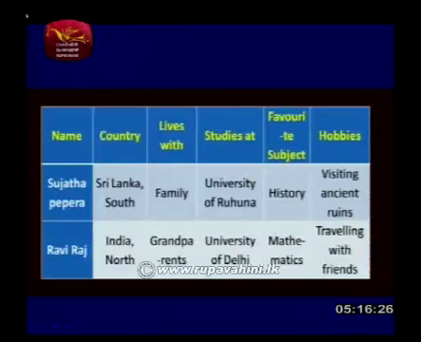Yes. So now, Nirmala, I want to mention something. Now, when you look at Sujata Pereira's information chart, the country is Sri Lanka. Yes. Look at the sentence written. She is a Sri Lankan. Yes. But Ravi Raj is an Indian. India. Then you have to use the article an, because it's India. Indian. So that is one place where you would go wrong, even when you mention Sri Lankan, Indian.